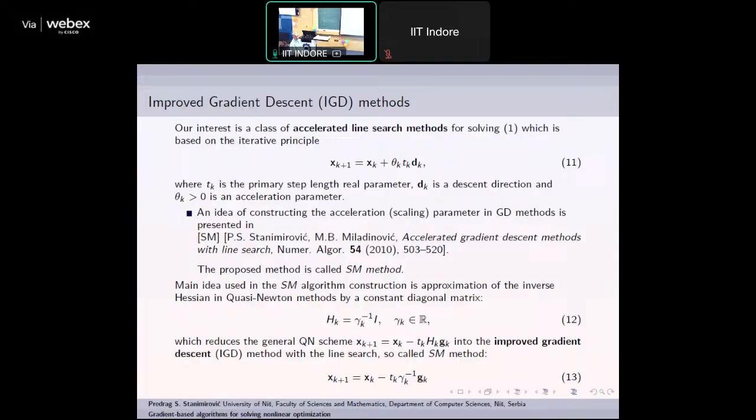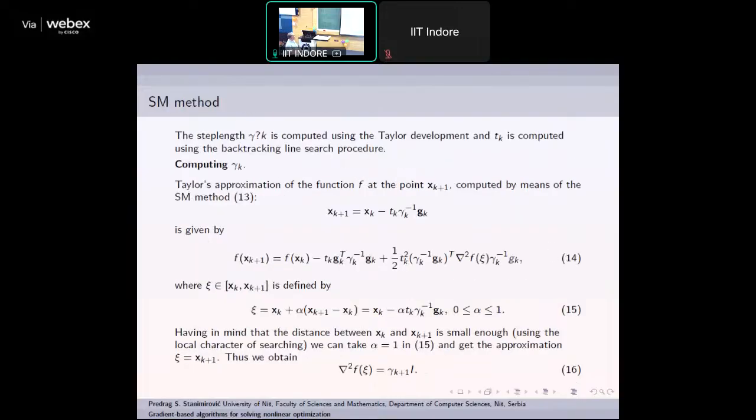It is far from the inverse of the Hessian, but faster in making iterations. We will make many more iterative steps, but much simpler. And here we obtain a new iterative rule of the form 13. Here, theta k, an additional parameter, is defined as the inverse of this scalar value.